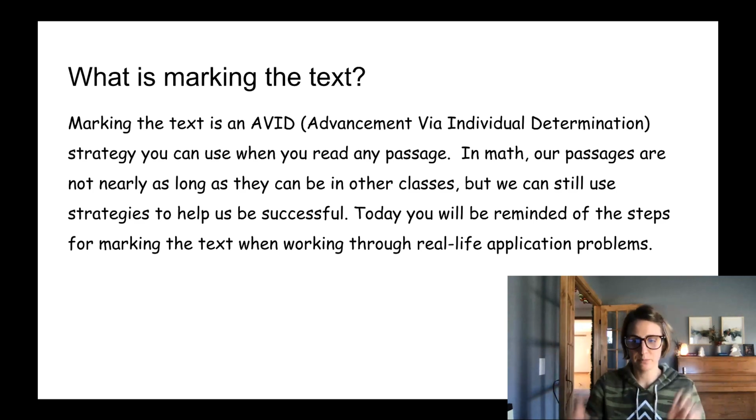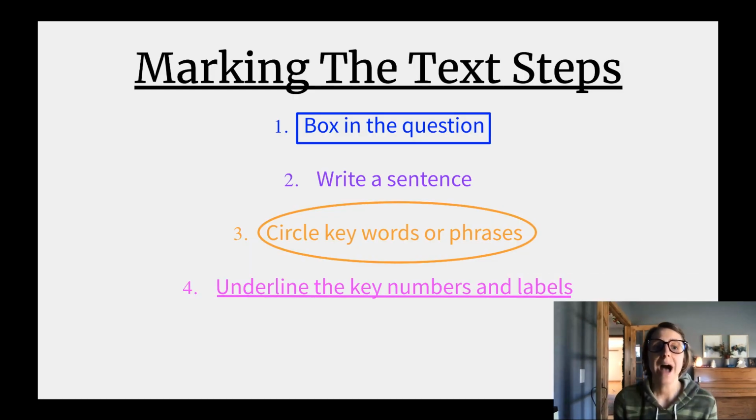Today, you're going to be reminded of the steps for marking the text when working through real life application problems, our story problems. So I break it down to 4 steps, and really 1 and 2 you could combine, so it could be 3. The first step is to box in the question. What are you being asked to solve for? What are you being asked to find? Ask that question to yourself. Take that and write it in a sentence. Change it from a question to a sentence. Then go back and read sentence by sentence and circle any keywords or phrases.